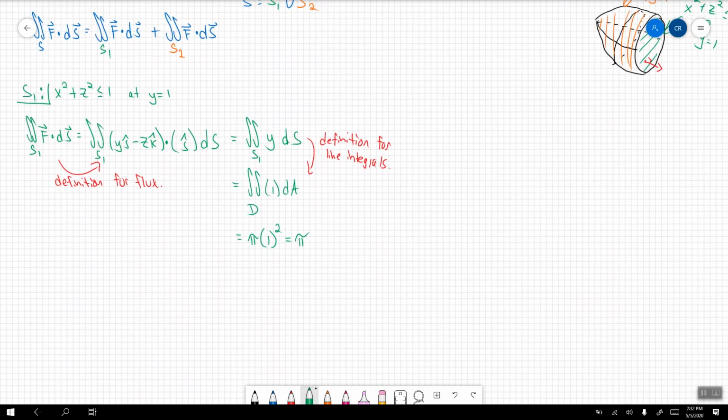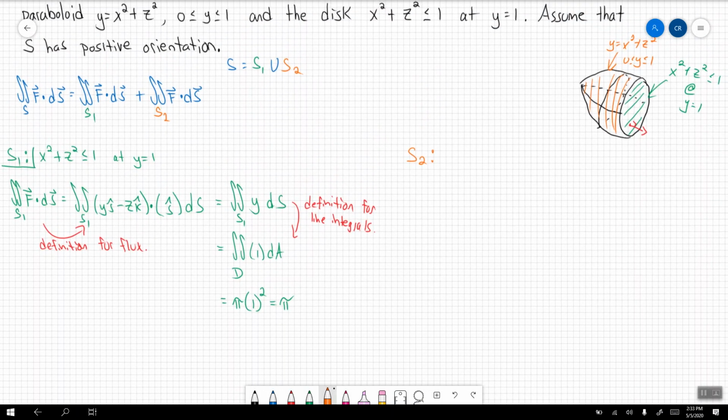Surface 2 is going to be a little bit more difficult, but we'll work through it. Let's start off surface 2 on this side over here. So we're going to go with surface number 2, and as we can see over here, this was y equal to x squared plus z squared, with y being bounded between 0 and 1.